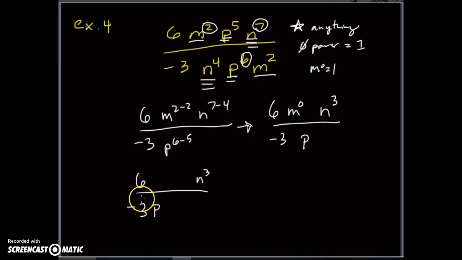Now I can simplify my constants. I've got 6 divided by negative 3. 6 divided by negative 3 is a negative 2. N to the third over p.